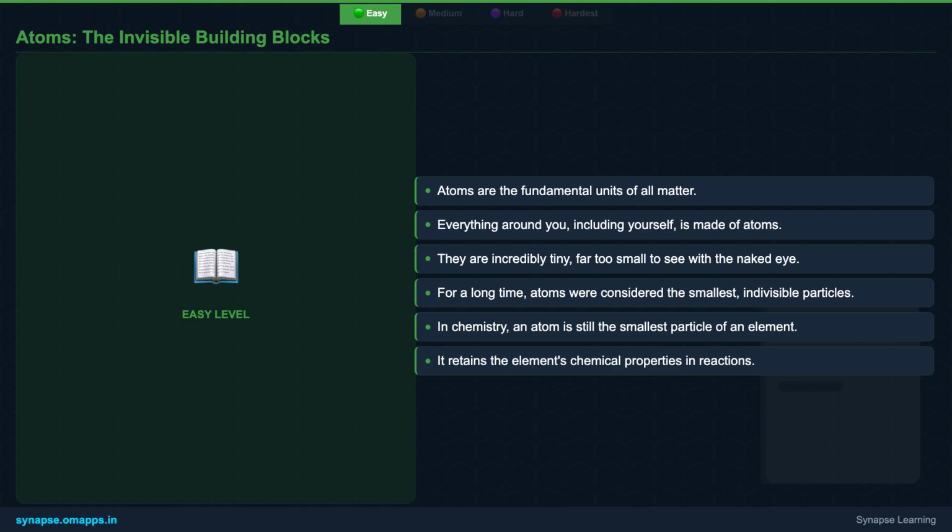For a long time, atoms were considered the smallest, indivisible particles. While we now know they have even smaller parts, in chemistry, an atom remains the smallest particle of an element that can participate in a chemical reaction, retaining its unique properties.